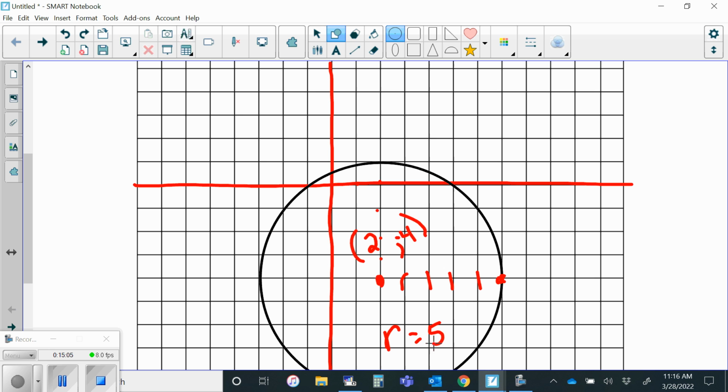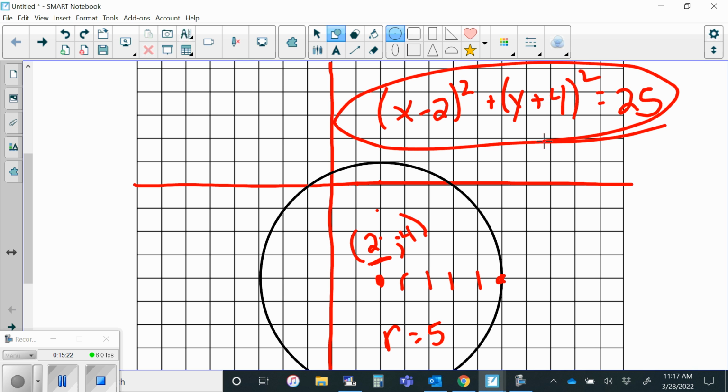So what's the equation? X what? Minus 2 squared, right? Whatever this is, do the opposite. Plus y what? Plus 4 squared equals 25. Good, there's the equation.